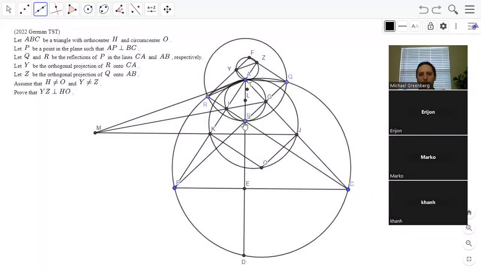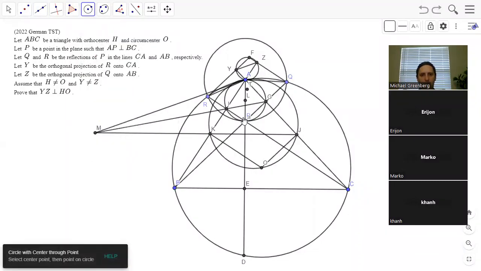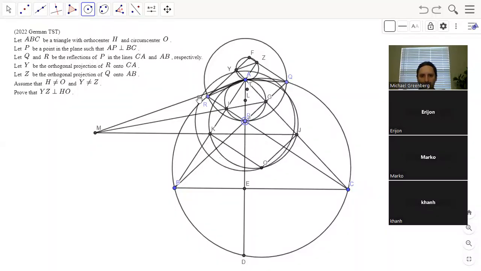And then for YP squared, is P the center of some circle? Yeah, it's hard to get P as the center of a circle, but let's see. Yeah, I don't think P is really the center of anything special.